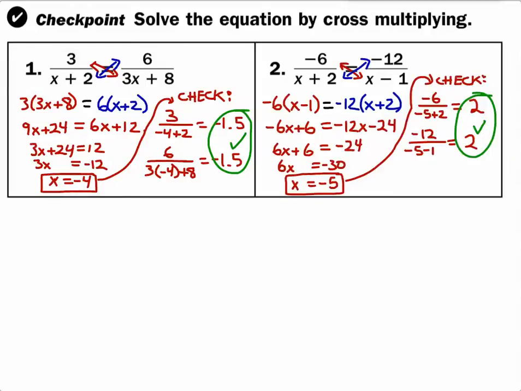Alright, so cross multiplying again. On one side, or I guess with one diagonal, you have negative 6 times x minus 1. And on the other diagonal, you have negative 12 times x plus 2. Distribute those things, bring the terms around, solve, boom, boom, boom, x equals negative 5. You need to check it. On the left, you end up with 2. On the right, you end up with 2. Nobody cares that the number is 2. You should care that they match.